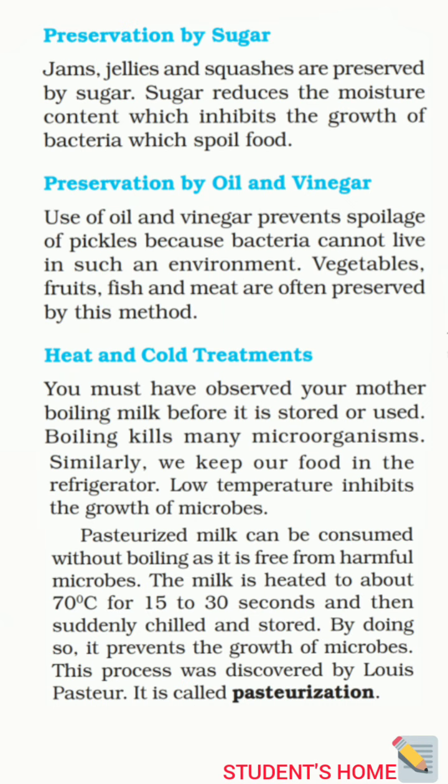Now the third method is preservation by sugar. Jams, jellies and squashes are preserved by sugar. Sugar reduces the moisture content, which inhibits the growth of bacteria which spoil food.